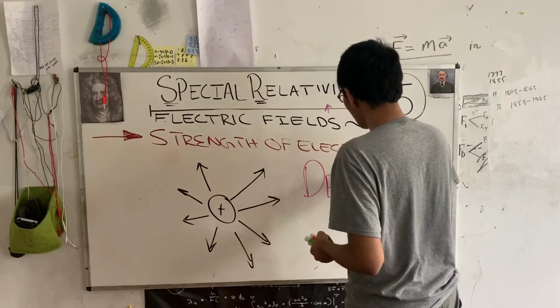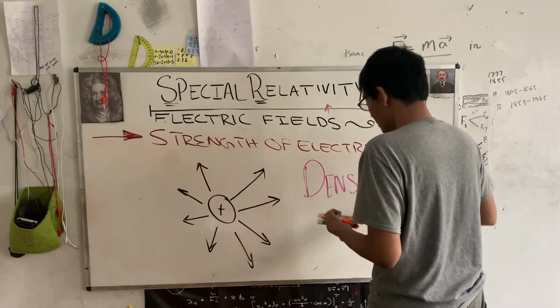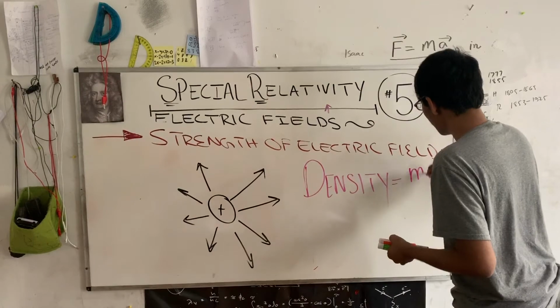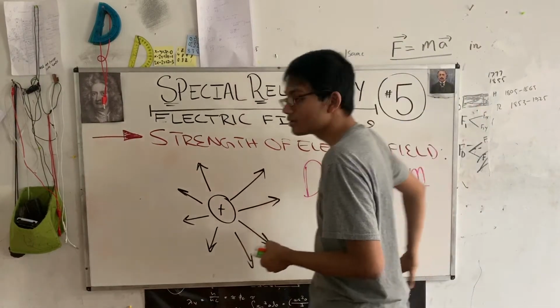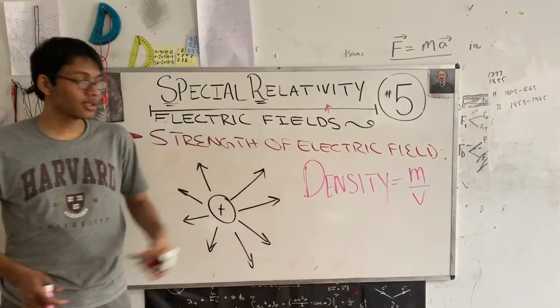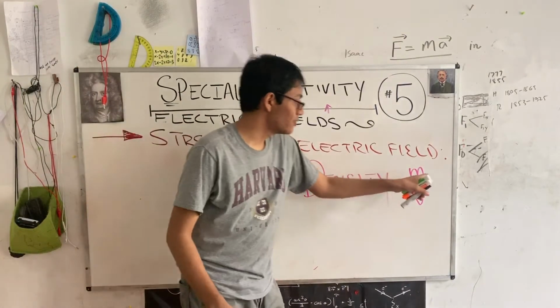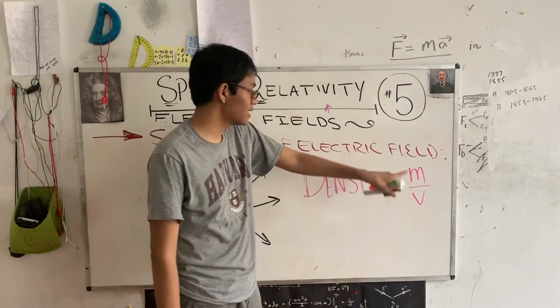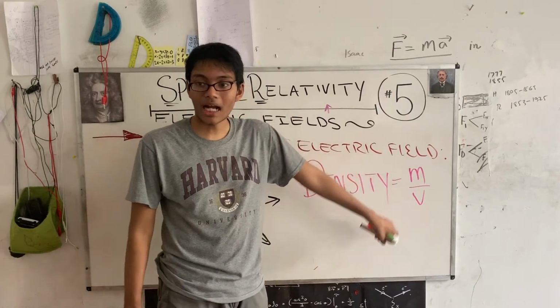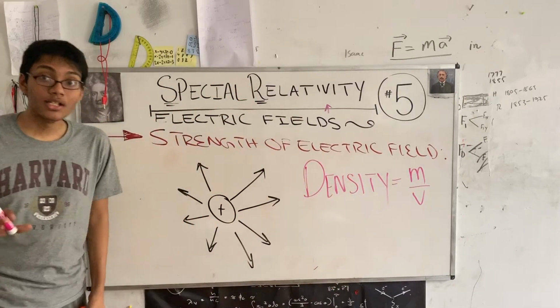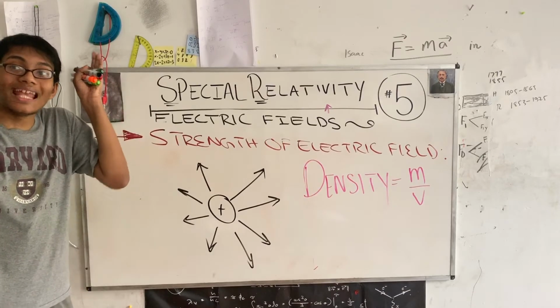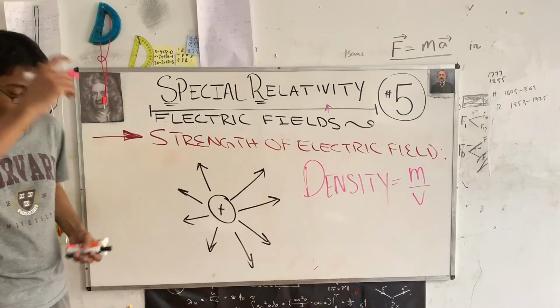D for density. What do I mean by density? Do I mean the density that comes with mass over volume? In other words, particles per unit. What are the units for density? We have mass over volume, so something like kilograms over cubic meters. Are we talking about that type of density? No, I'm talking about area density. And what do I mean by area density?